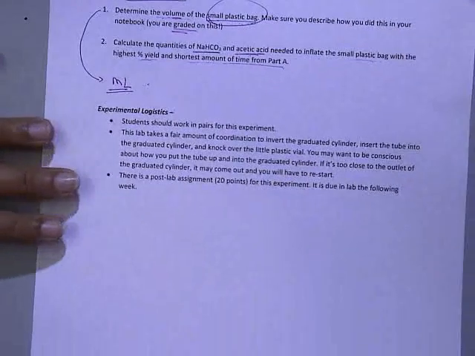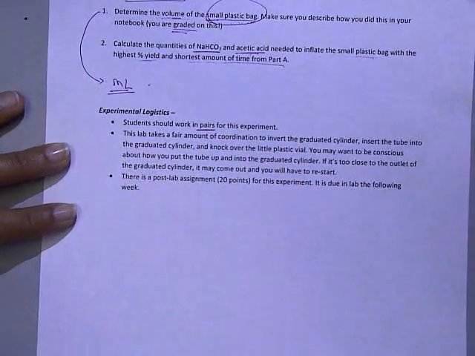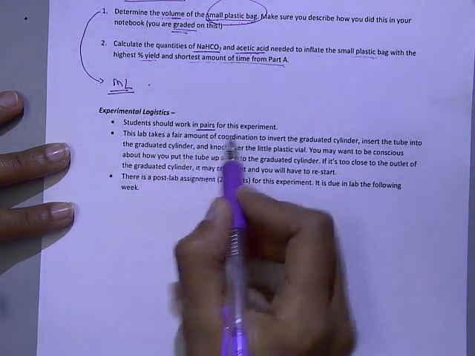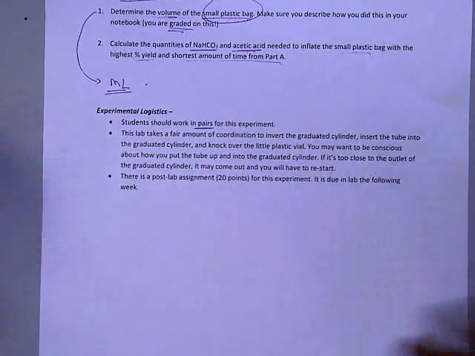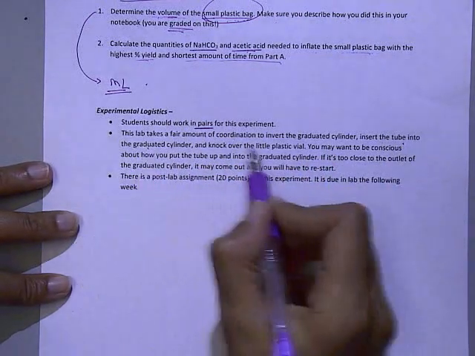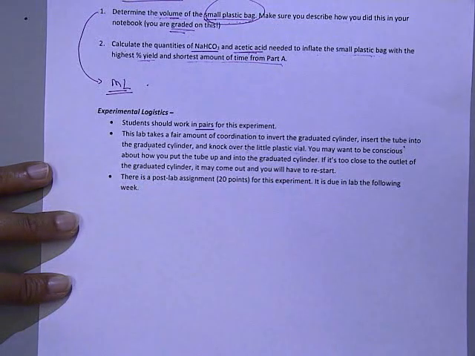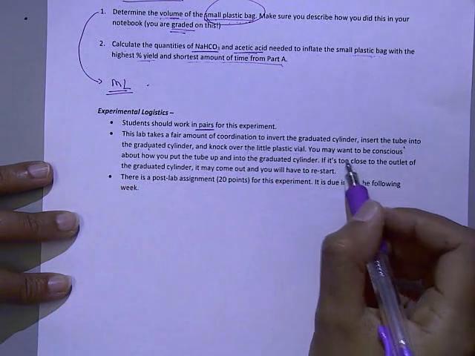Okay, a couple of logistics here. You're going to be working in pairs. This experiment is impossible to do on your own, so make sure you work in pairs. This lab, as I said, takes a fair amount of coordination to invert your graduated cylinder, insert the tubing into your graduated cylinder, and then what you're going to be doing at that point is knocking over a plastic vial. Read the procedure, it'll make sense.